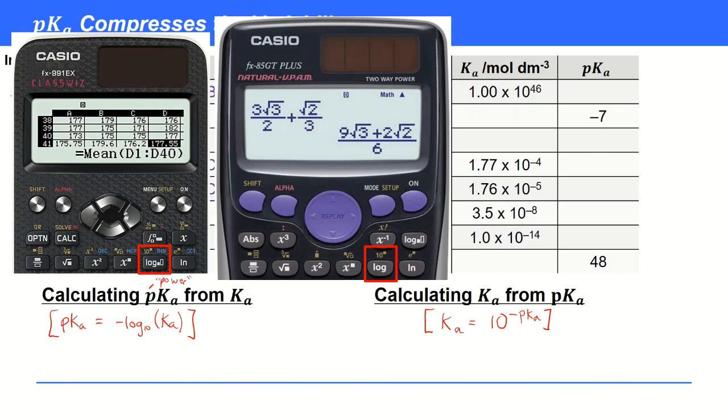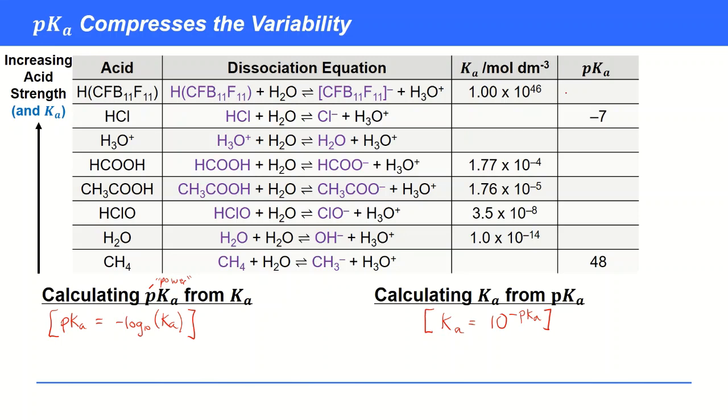So let's just show you how these calculations are going to work. You're going to just press that button. Let's say we try to turn this Ka into pKa. We're just going to do minus log base 10 of 1 times 10 to the 46, and we should get an answer of minus 46 if we do that. We can stick this number in the formula. Similarly, we're just going to have to do shift and then 10 to the power minus 7. So here that Ka would come out at 10 to the minus 7, which is 10 to the power 7.